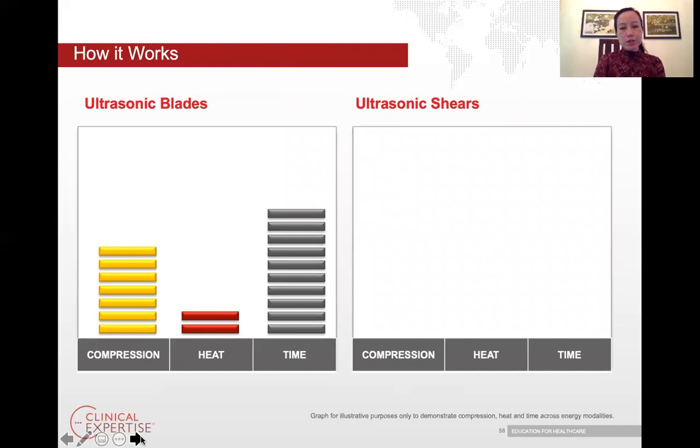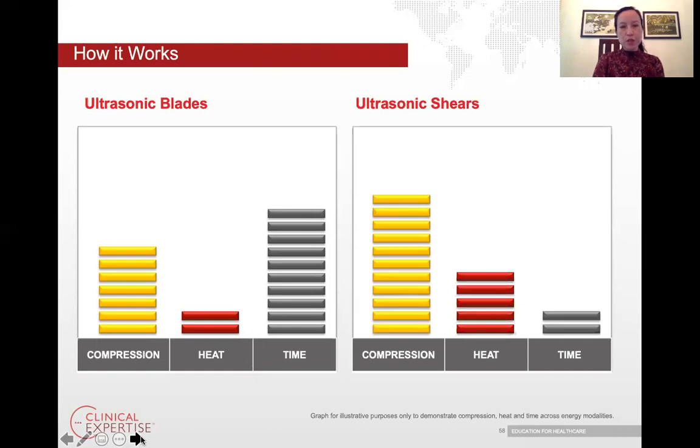The ultrasonic shears and blades, therefore, have distinct characteristics. The blades provide less compression, similar to monopolar instruments, but generate lower heat and require more application time, depending on the technique used. The shears generate increased compression from the clamp arm, effecting hemostasis with relatively low heating of the tissues in a short amount of time.